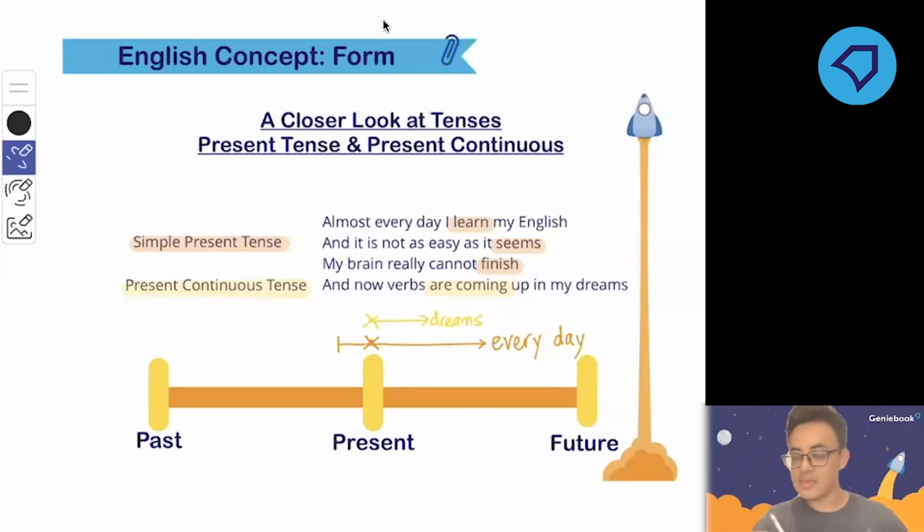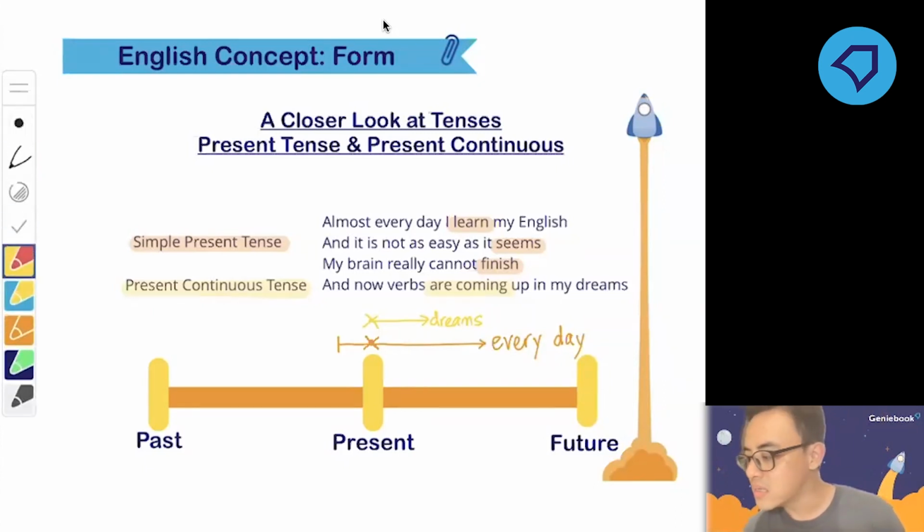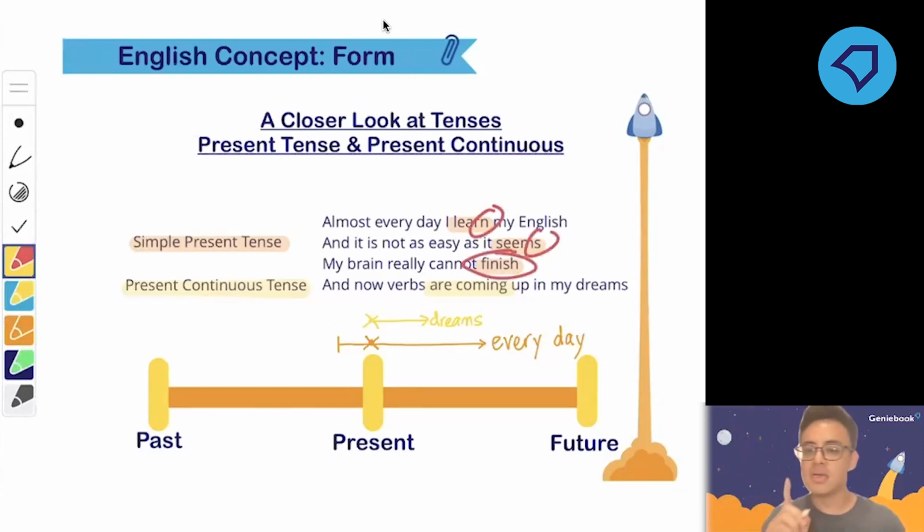Okay, so there's this poem that we wrote for you to learn about tenses. Okay, poetry in my best poem voice. Almost every day I learn my English, and it is not as easy as it seems. My brain really cannot finish, and now verbs are coming up in my dream. Okay, so all the verbs we have highlighted. I learn, present tense. It seems, present tense. So you notice present tense, right? Sometimes there's no S, sometimes there's an S, sometimes there's no S.